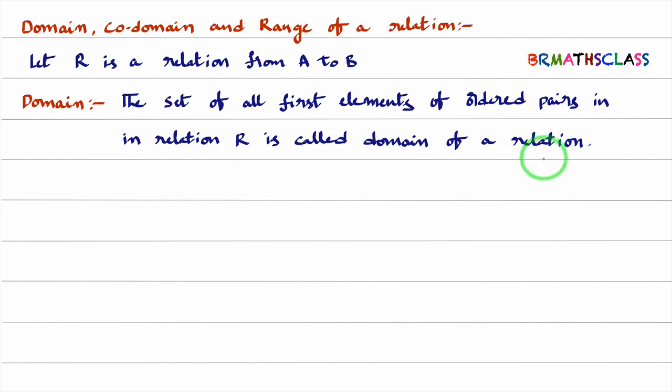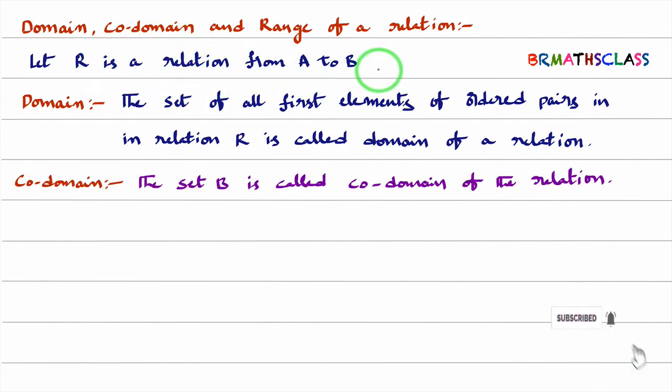We'll understand this more clearly with an example, but first let me complete all the definitions. What is the codomain of the relation? R is a relation from A to B. Then the set B, the full set B, is called the codomain of the relation. However, we can understand this very clearly with an example. First, let me complete all the definitions.